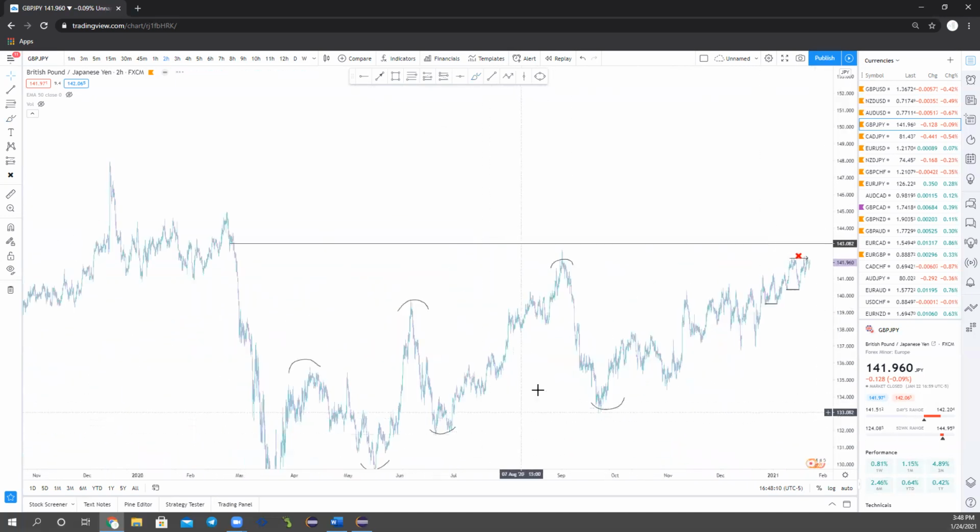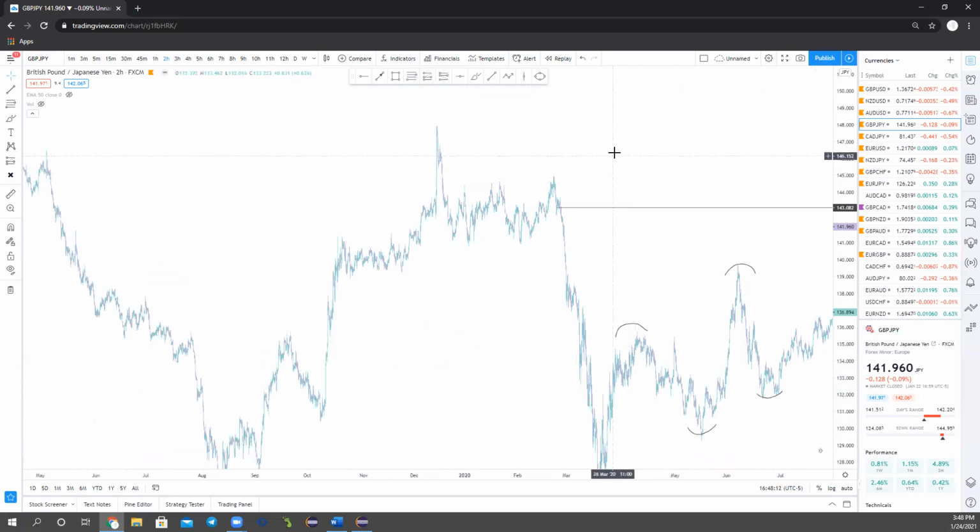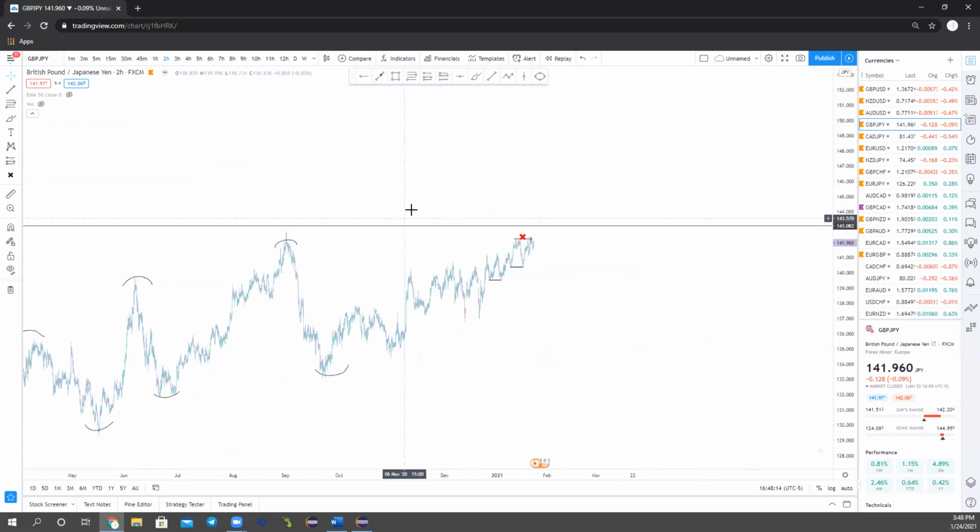Even though, like I said, we're kind of making this bullish structure here, you can't expect to have bullish structure with no corrections.